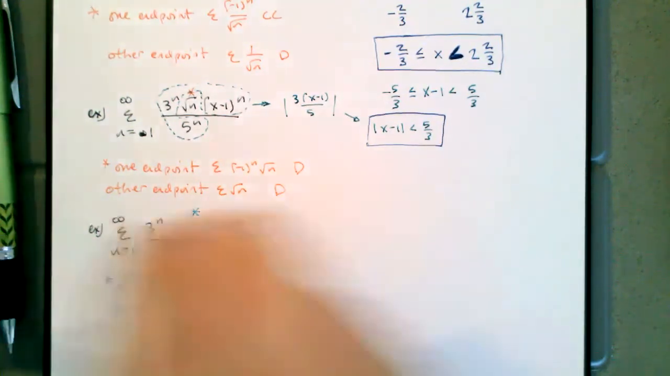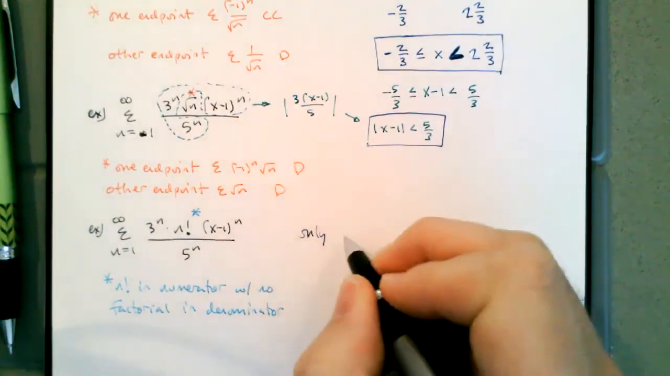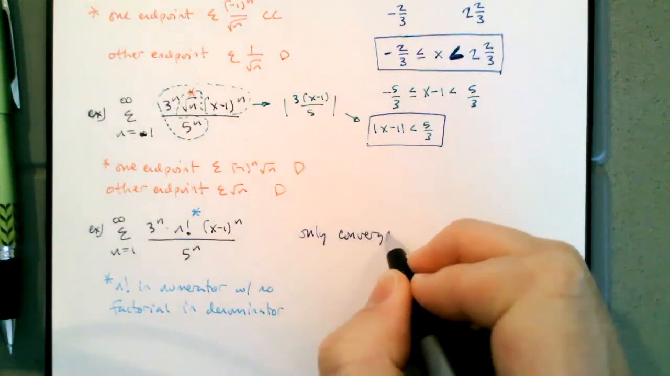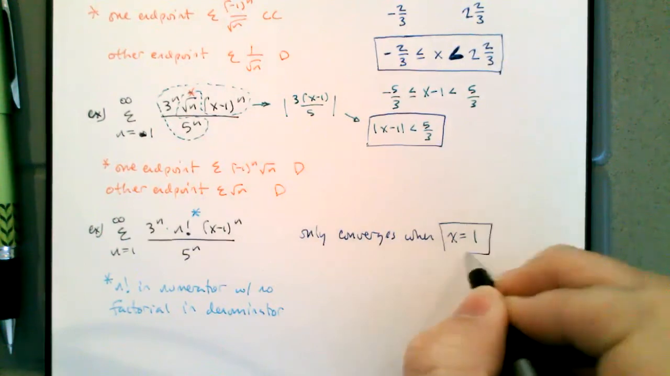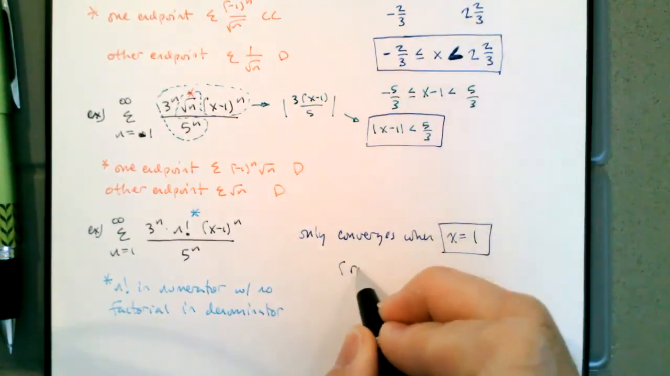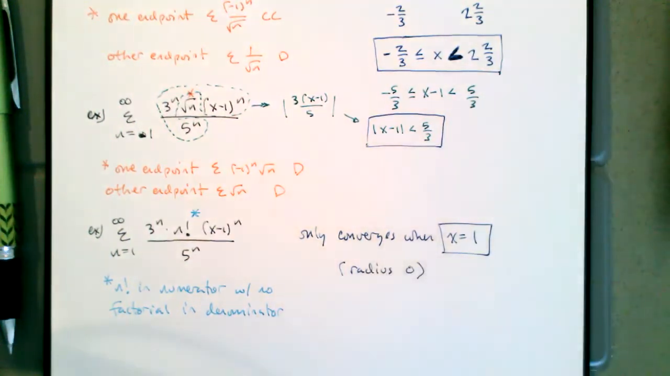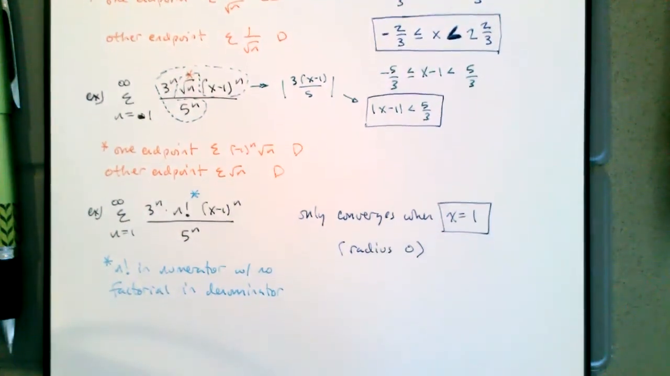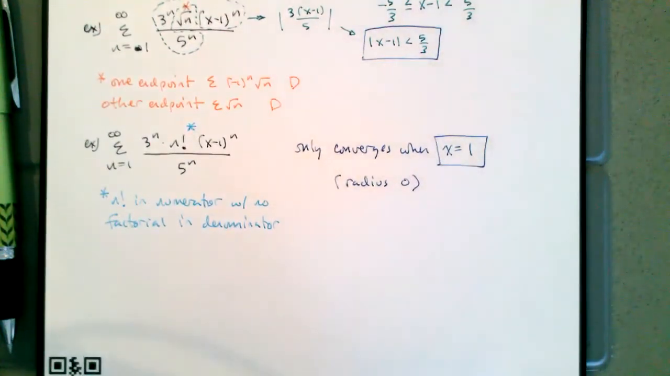So this power series is only going to converge when x equals 1. That is, the radius is 0. This is the instinct that we want to build. This is not what we might expect to see. Let's run a ratio test to see this happen. Let's verify this with the ratio test.